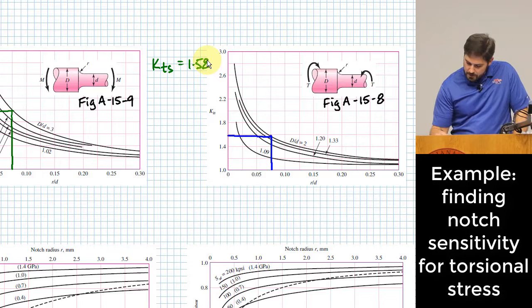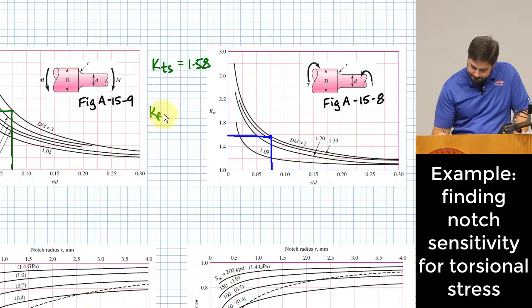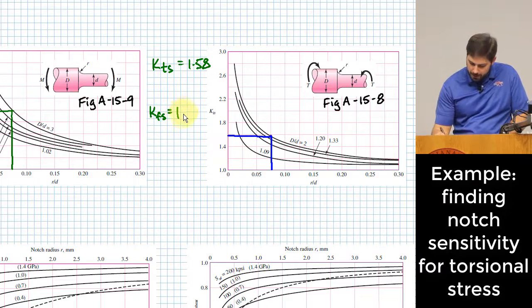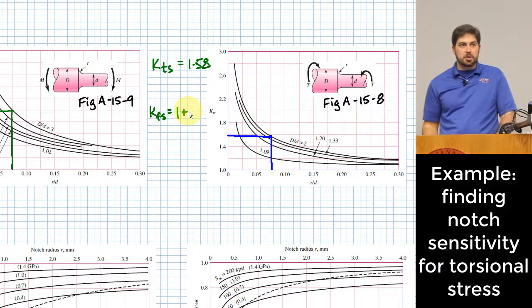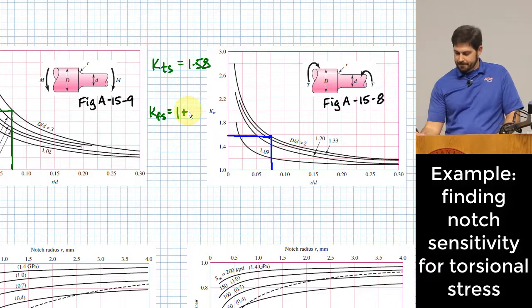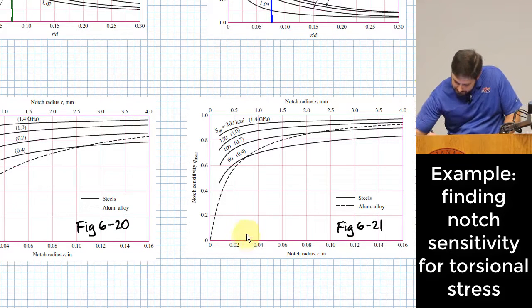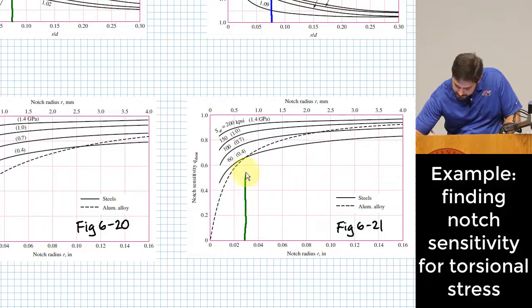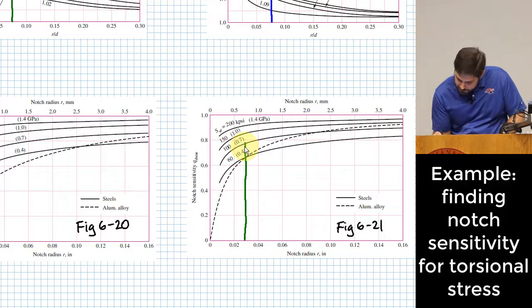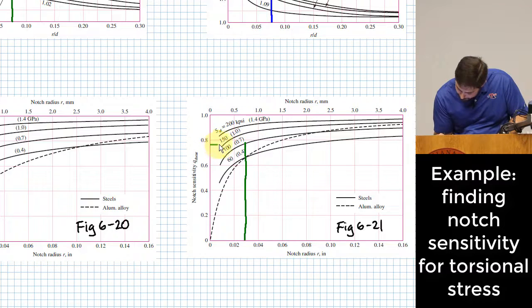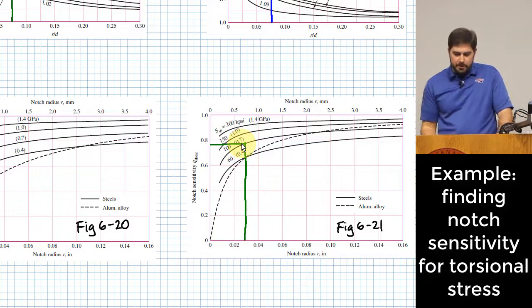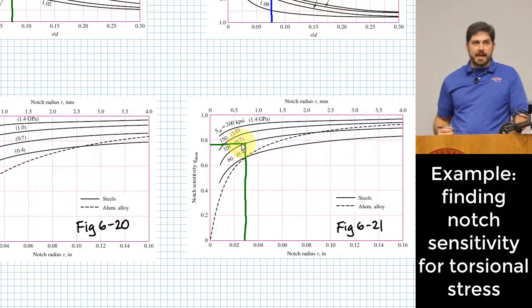Okay, so what is K sub fs? It'll have the same format, 1 plus Q sub shear, as they label it in the book. Q sub shear can be found from this chart. We again use the same 0.03 value for our notch radius, go up to our ultimate strength for the material, and read over. I estimated this to be 0.78.